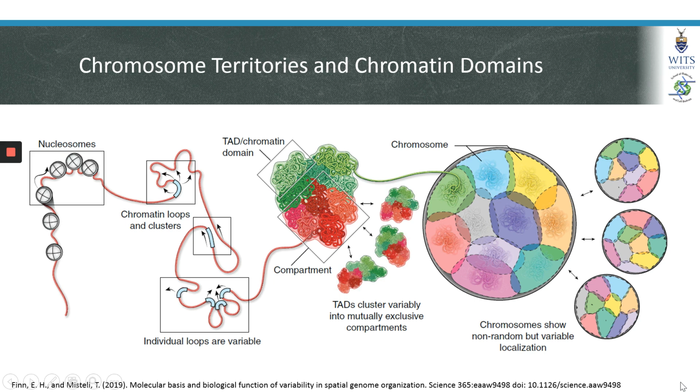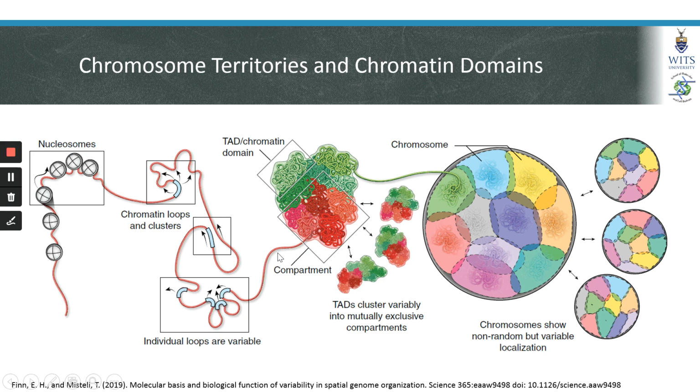This diagram shows how chromosome territories and chromatin domains can form within a nucleus. So if we start at the beginning with double-stranded DNA, which is represented by this red string, the double-stranded DNA is first wrapped around the histone proteins to form the nucleosomes. Certain portions of DNA can unwind or become separated from the nucleosomes, and these unwound segments of DNA can form chromatin loops or clusters. These loops can be variable in size, and this allows for different regions of DNA to associate with each other at different points in time.